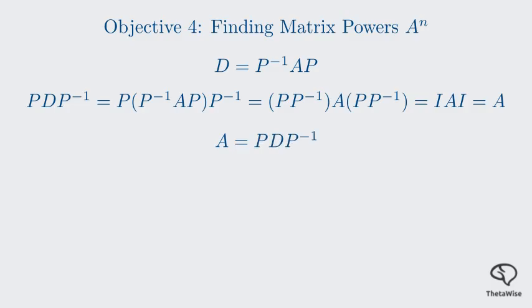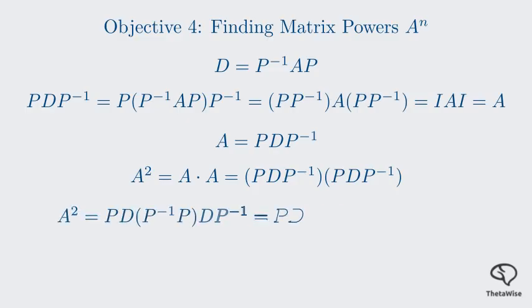Now let's see how this helps us find A squared. A squared is A times A. We substitute our new expression for A. Notice the term P inverse times P in the middle. P inverse times P equals the identity matrix, which doesn't change anything in matrix multiplication. So A squared simplifies to P D D P inverse, or P D squared P inverse.